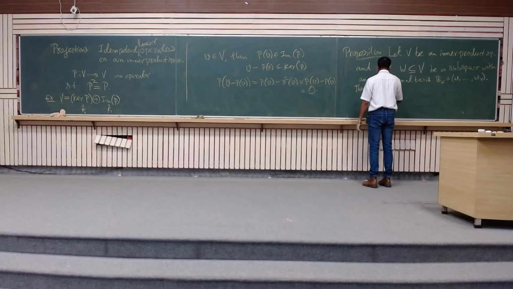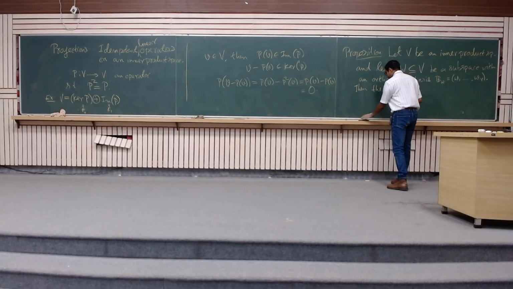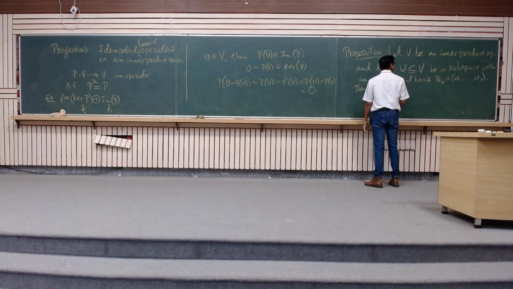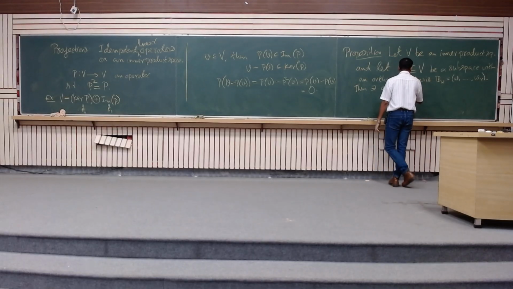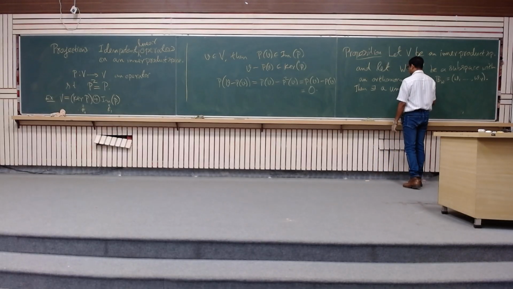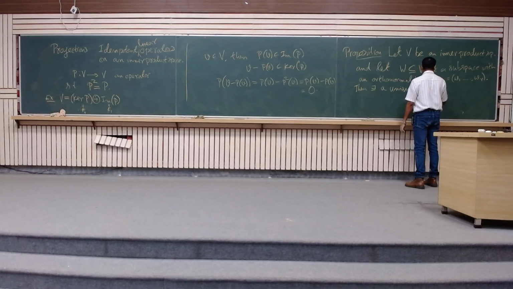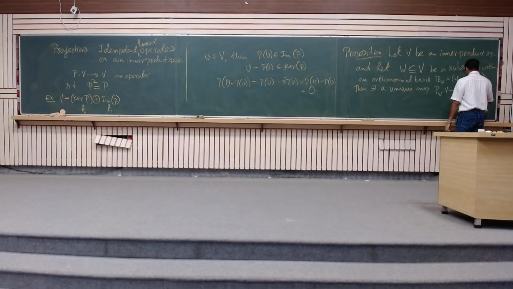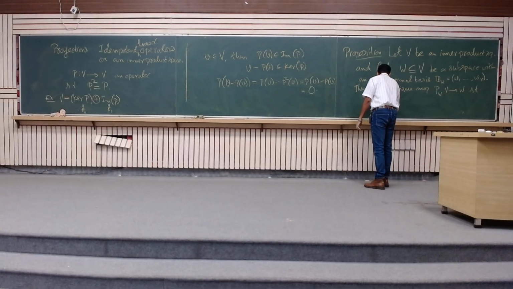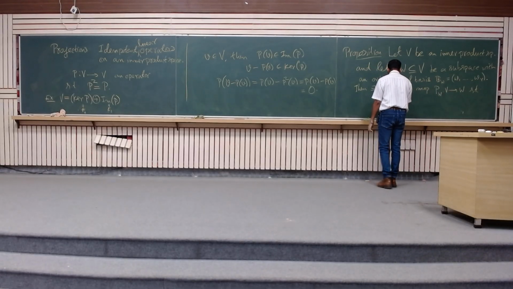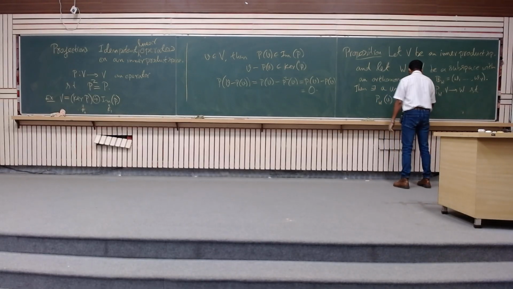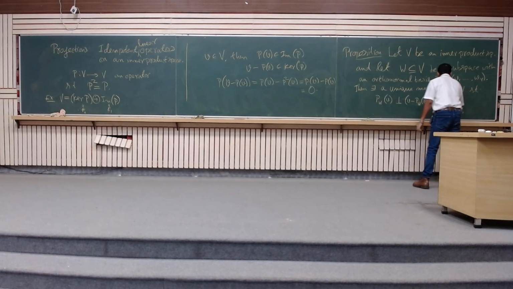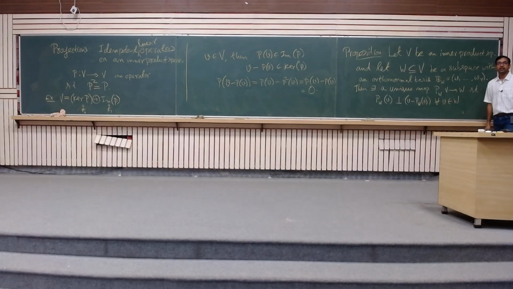the map, well, let's just write this. Then there exists a unique map P_W from V to W such that P_W v is perpendicular to v minus P_W v for all v in V. Okay.